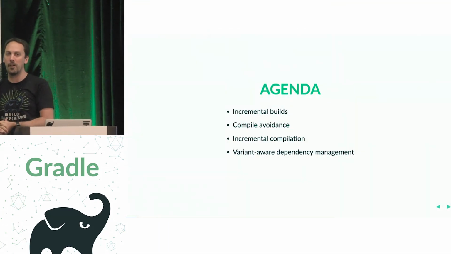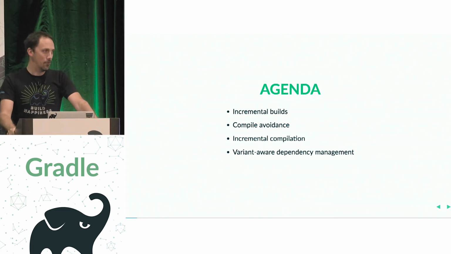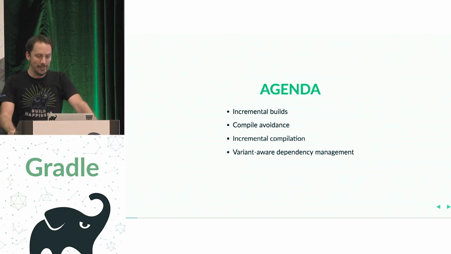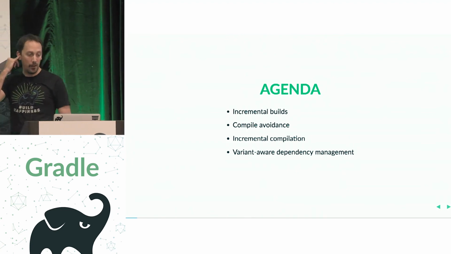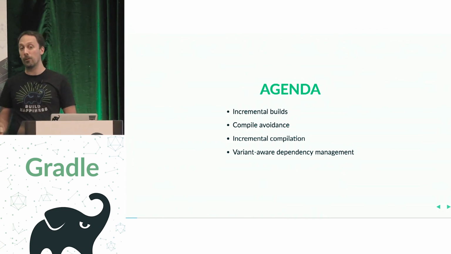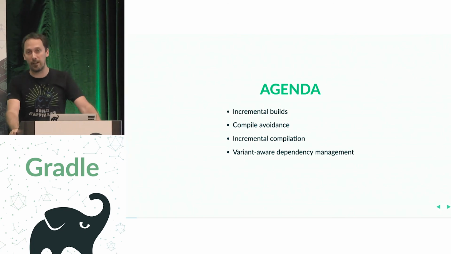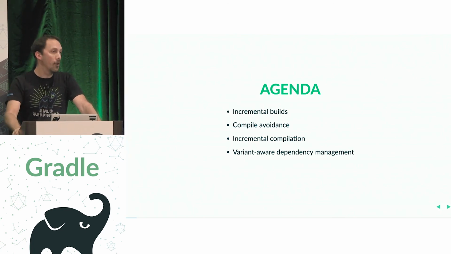So we're going to talk about what you've listened to these 2 days, which is performance, and how to optimize performance. In general, it's what I've been doing for the past year at Gradle, optimizing everything with the rest of the performance team, of course. So the agenda today is to talk about different concepts that made it possible to have such a big performance improvement in Gradle last year: incremental builds, the concept of compile avoidance, incremental compilation, and some variant-aware dependency management if I have time.